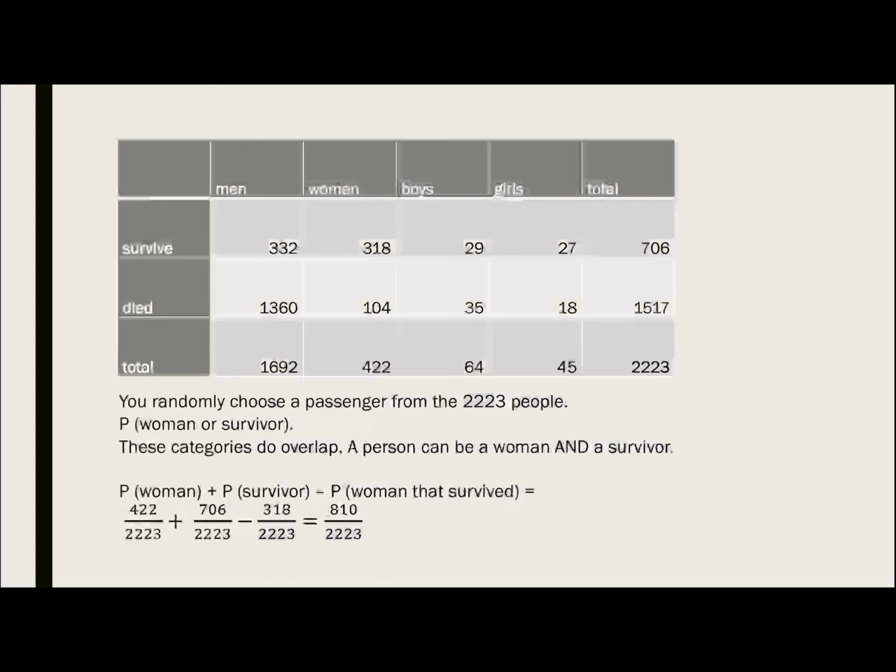What's the probability you choose a woman or survivor? These categories overlap. A person can be a woman and a survivor. The probability of woman plus probability of survivor, we're going to subtract the probability of women that survived. Okay, so women, 422, plus survivors, 706. We have to subtract the women survivors of 318 because they got counted in both categories.